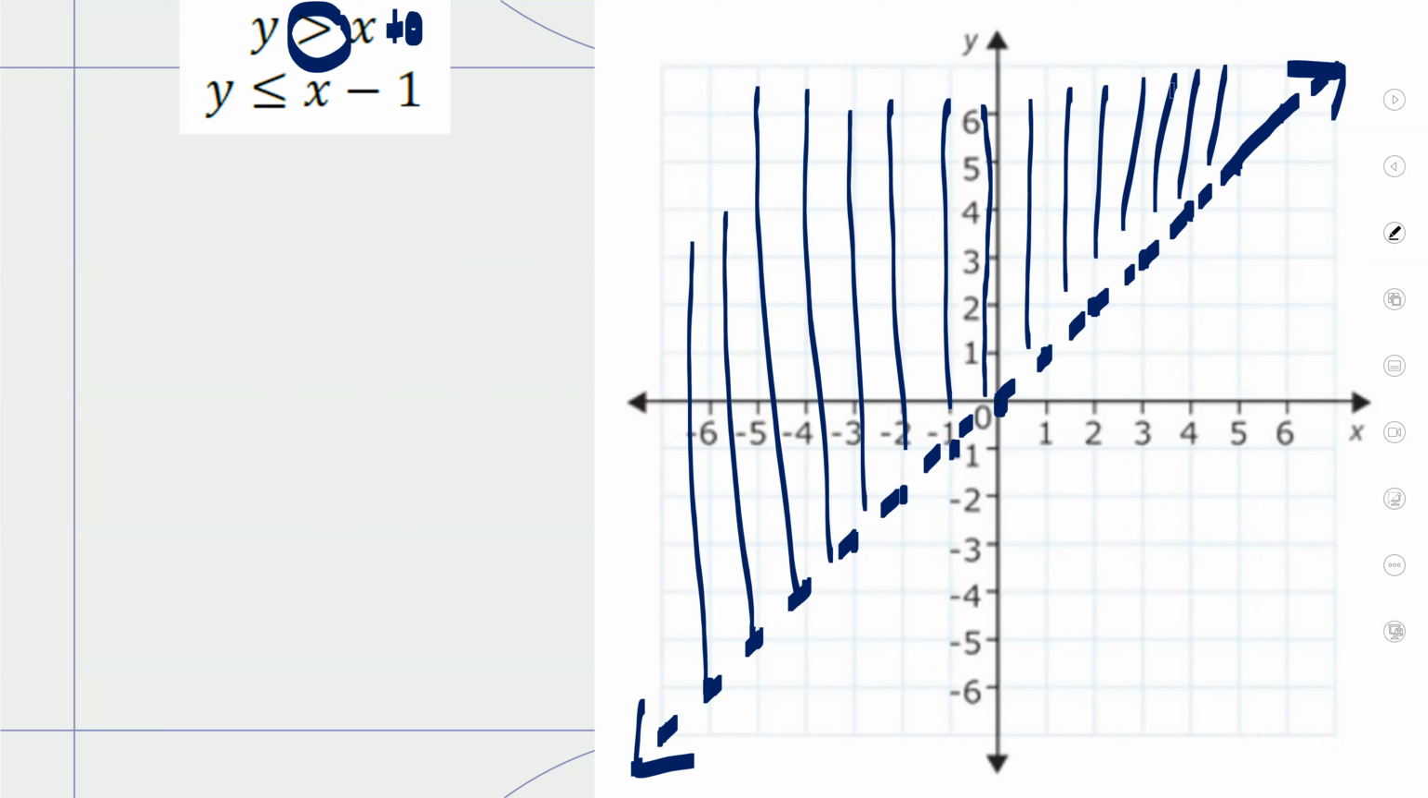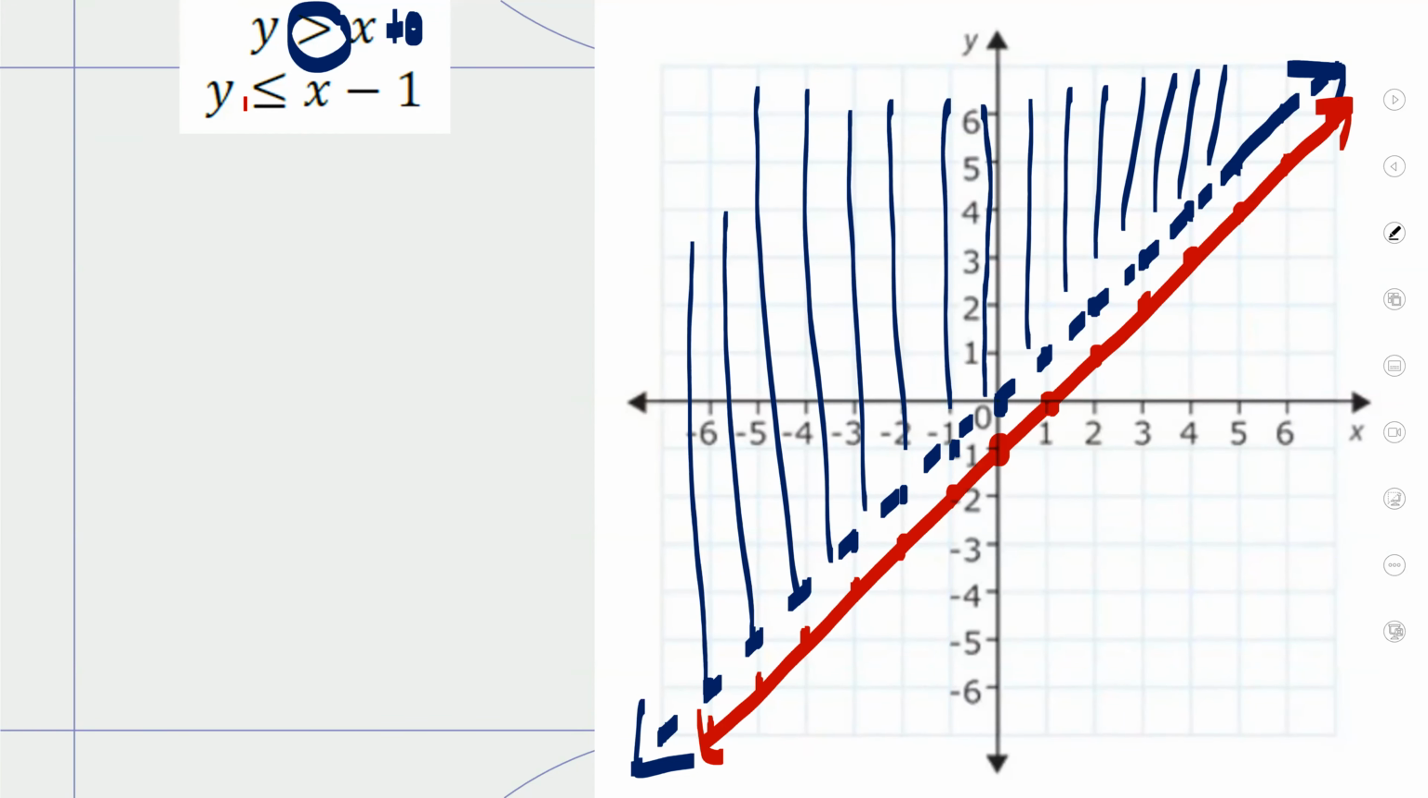Okay, now let's do the next line. This says y is less than x minus 1. So my y-intercept is at -1. And my slope is the same, up 1 over 1. So this is my line. Oh, these lines look parallel. They're not touching each other. They have the same slope. So this is the second line.